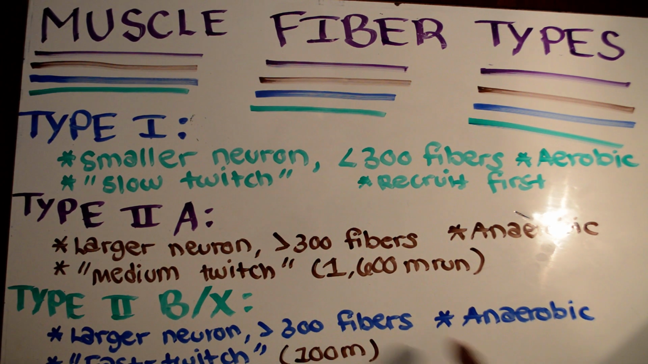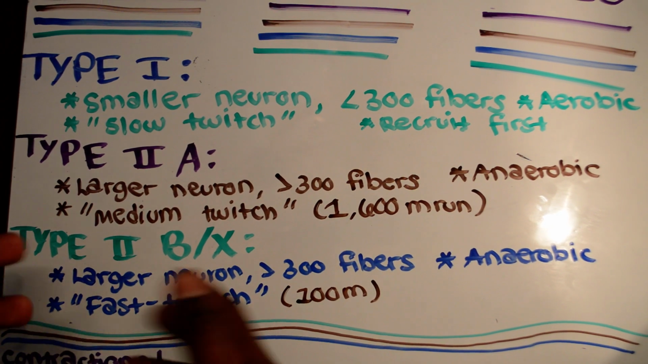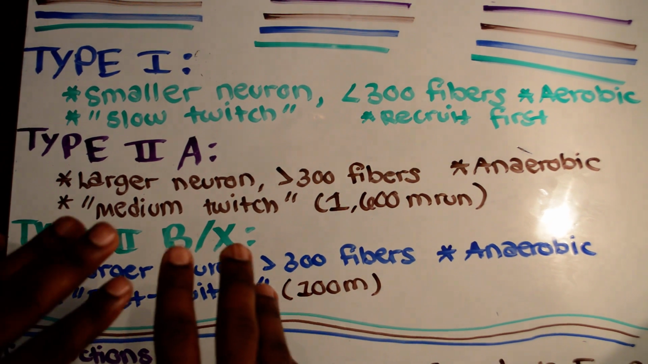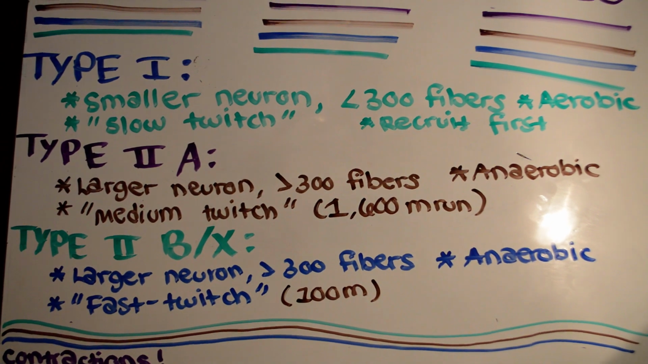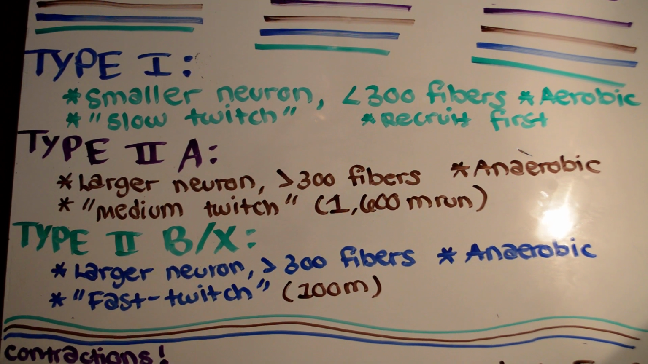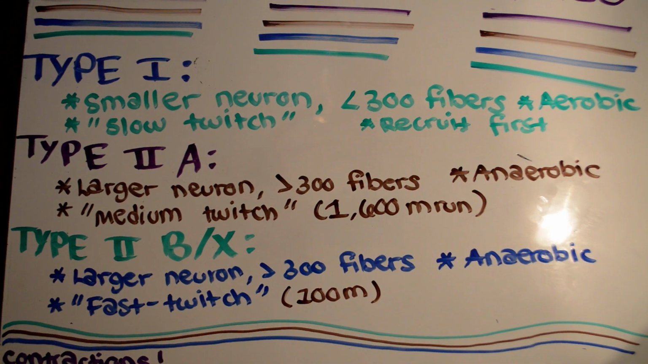But then progressing from the type 2A muscle fibers, we now have the type 2B or type 2X. People call them either or. I'm not sure how your textbook has it, but you can look at it and it will tell you. It'll either say B or X. With these type 2B or type 2X muscle fibers, I'm just going to call them X for this video. These muscle fibers have the largest neurons, and they definitely innervate more than 300 muscle fibers.